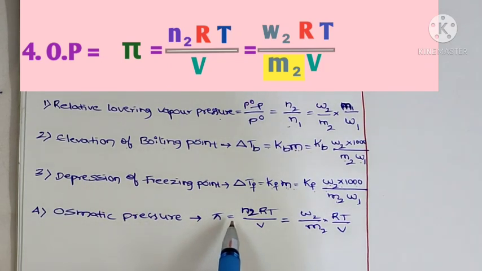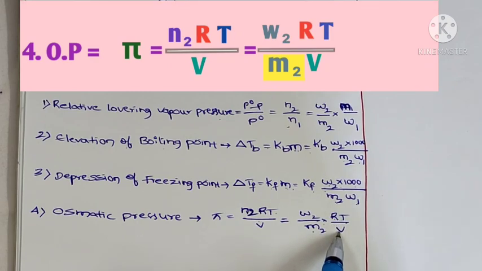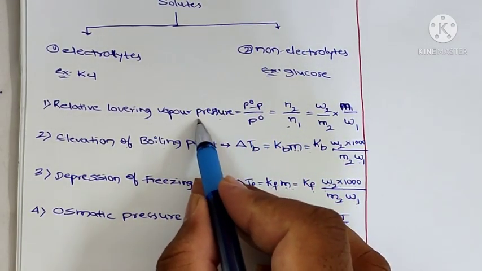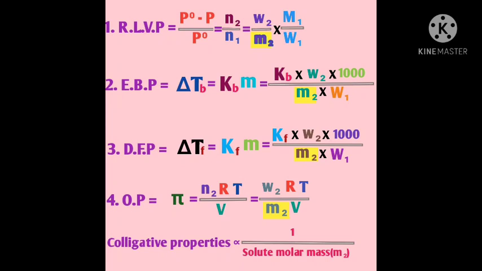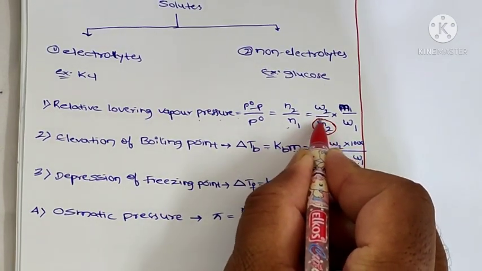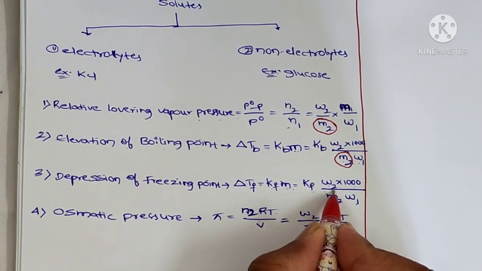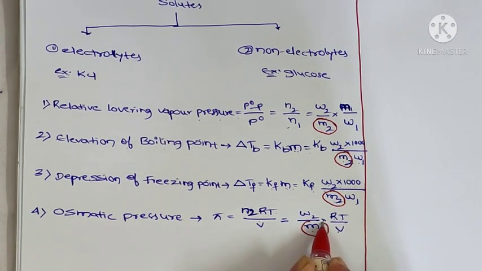And the fourth one, osmotic pressure, pi is equal to N2 RT by V, where N2 means moles, weight by molecular weight of solute, so W2 by M2 into RT by V. So these are the four colligative properties. In all these colligative properties, the colligative property is inversely proportional to the molar mass of solute. Here M2, molar mass, is inversely proportional. In the second one also, in the third one also, and in the fourth one also, molar mass is inversely proportional to the colligative property.